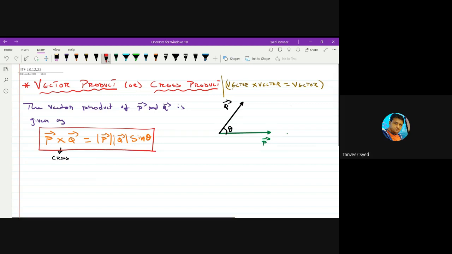If you compare this with yesterday's dot product, yesterday it was P dot Q equal to PQ cos theta. Here it is PQ sin theta.